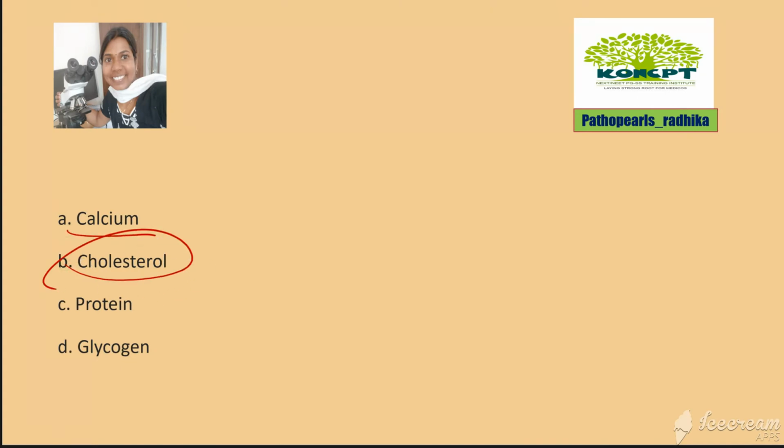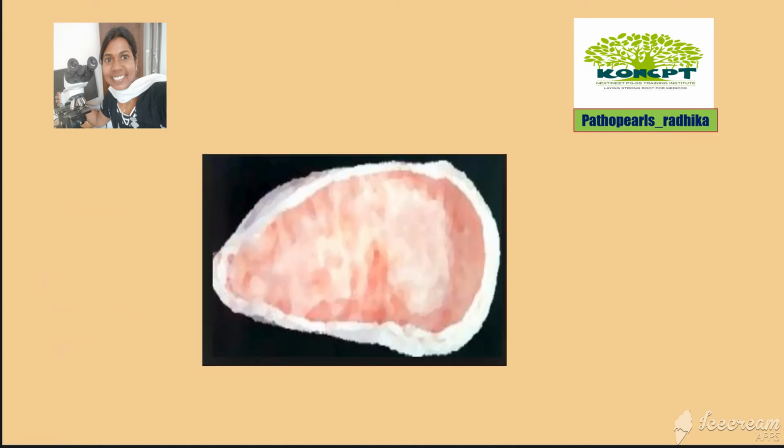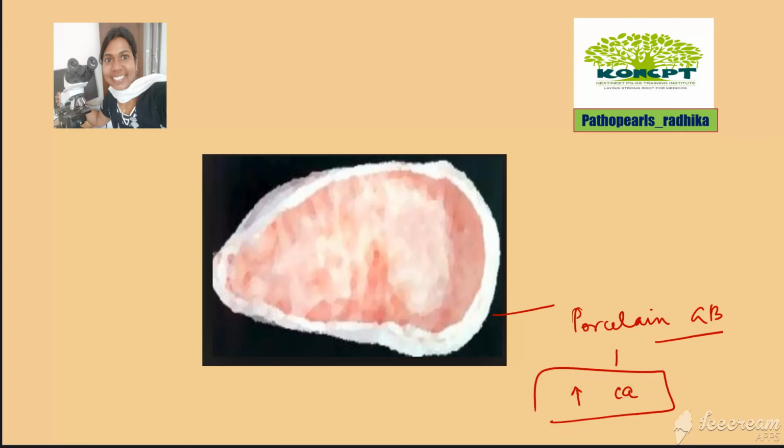So can calcium accumulate in the gallbladder? Yes or no? Yes. So what is that called? See here, the entire wall of the gallbladder is calcified. So you have a chalky white appearance. Calcification appears as a chalky white appearance. This we call a porcelain gallbladder. So why are we bothered about porcelain gallbladder? Because it increases the risk of carcinoma.